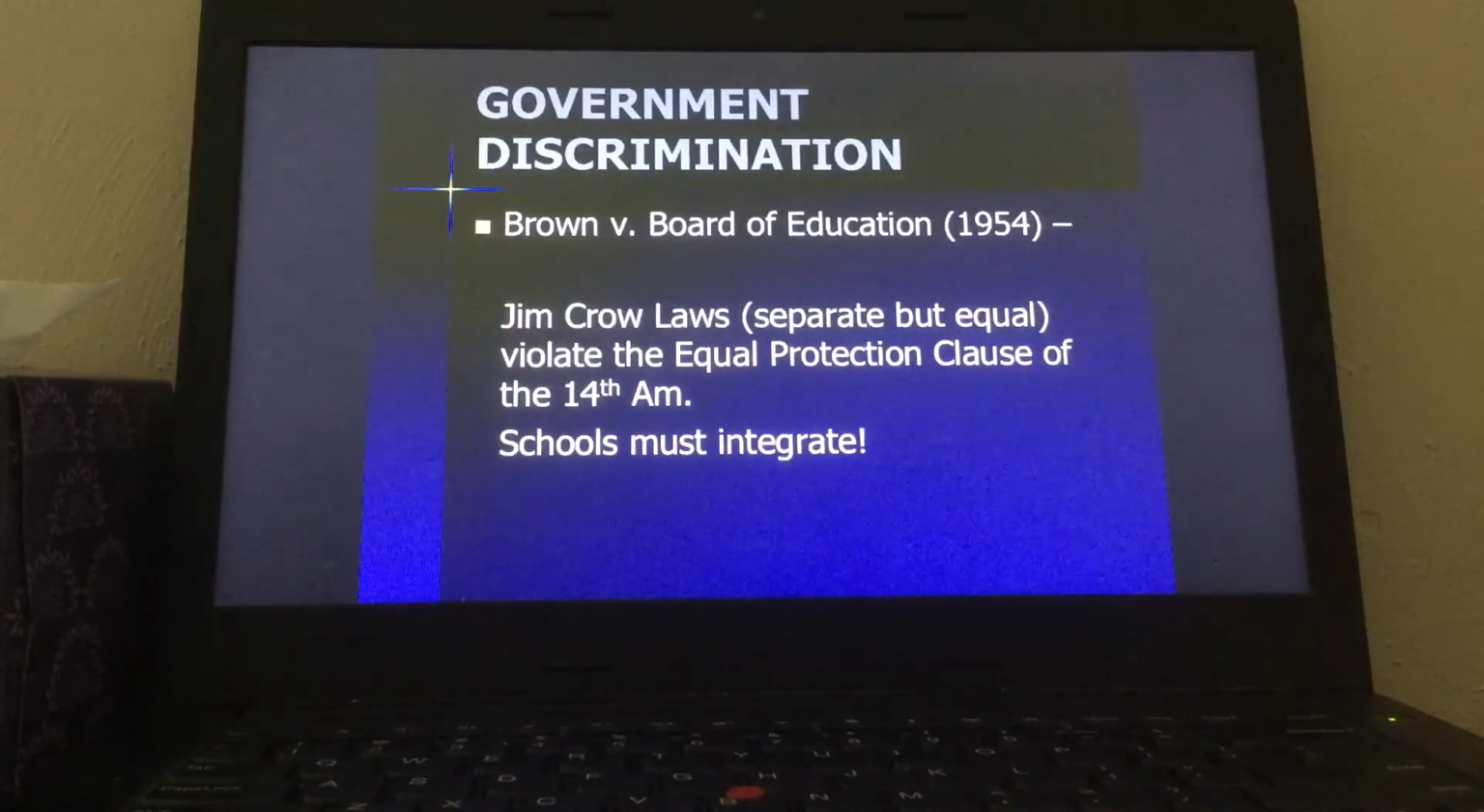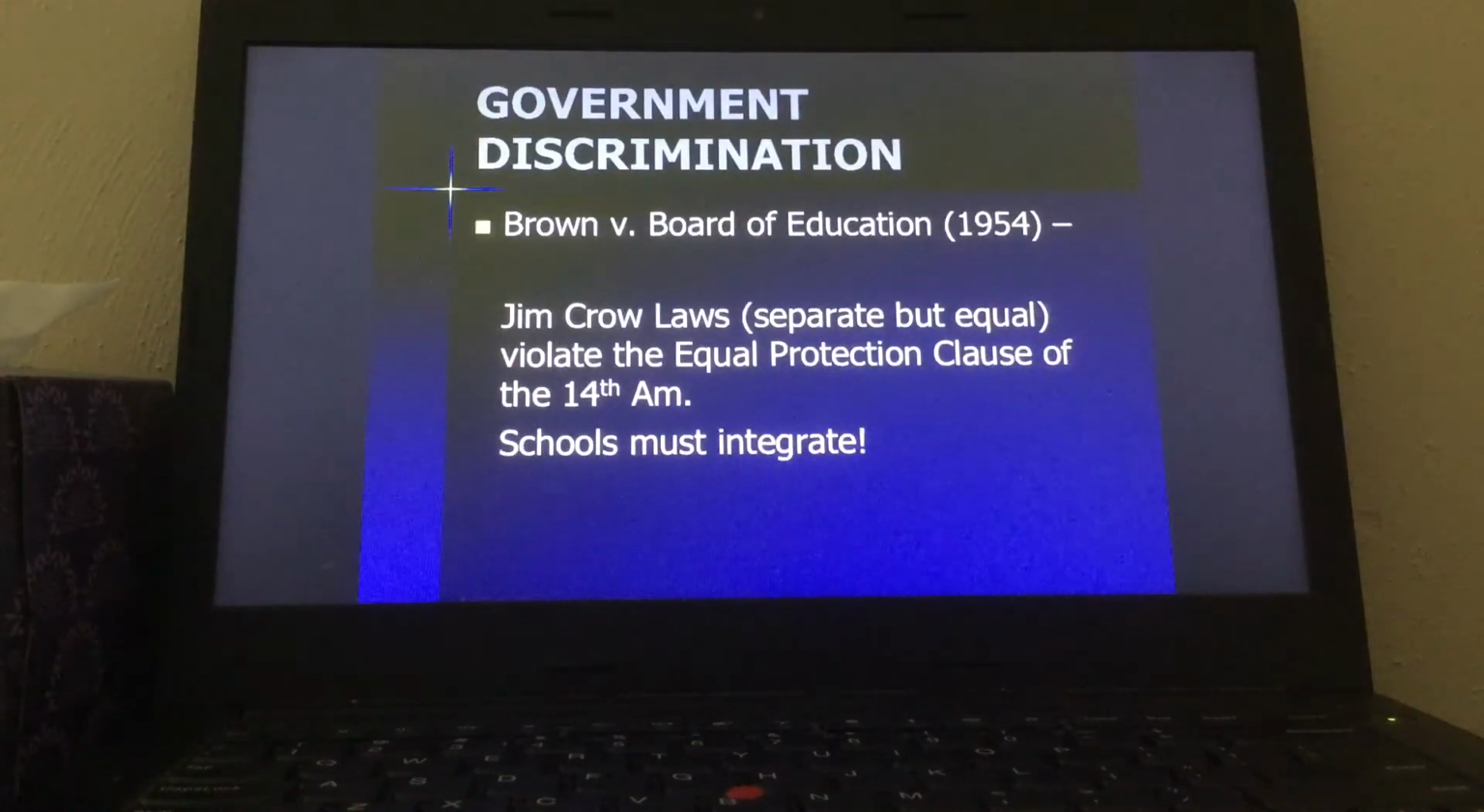Okay, where we left off last time was with the case of Brown v. Board of Education in 1954. And that was the case where the Supreme Court held that states could no longer segregate their public schools. They couldn't have a white school and an African American school. And they couldn't do that because of the Equal Protection Clause of the 14th Amendment, which says that states have to treat all of their citizens equally.